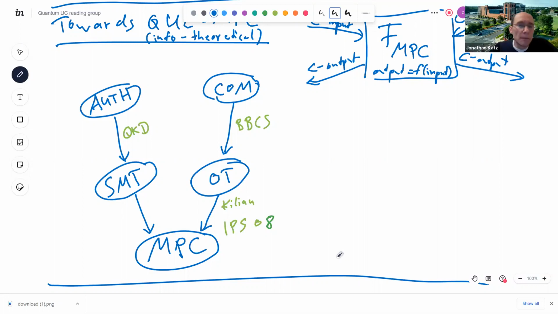Can I ask a quick question? I don't know if you were planning on covering this next week or not, but with regard to the FCOM functionality in the quantum UC model, do we know how to achieve this with a CRS, or what's known about realizing that? I'm assuming in this picture, FCOM is treated as an ideal. Yes, but just to avoid ambiguities, this is a commitment functionality with a classical message that is put in. So it's a classical functionality, and we want to implement it with a quantum protocol.